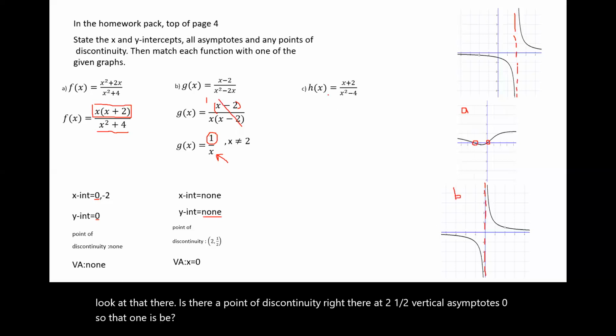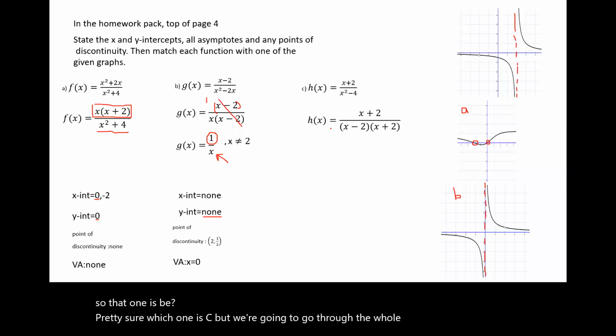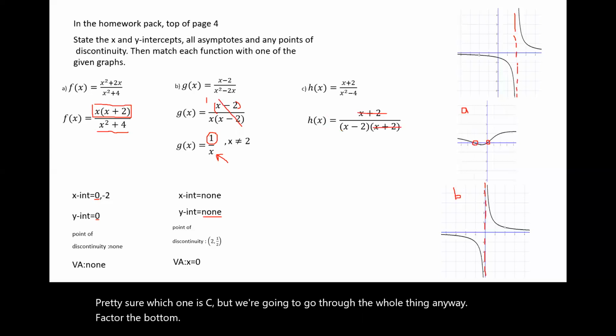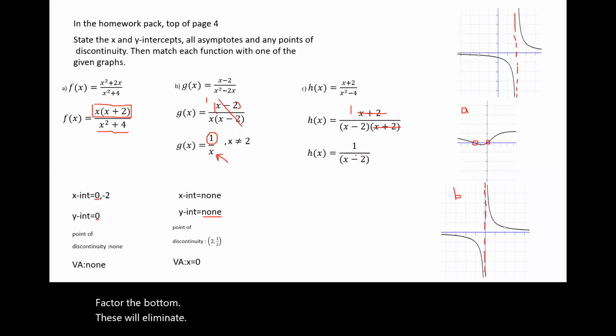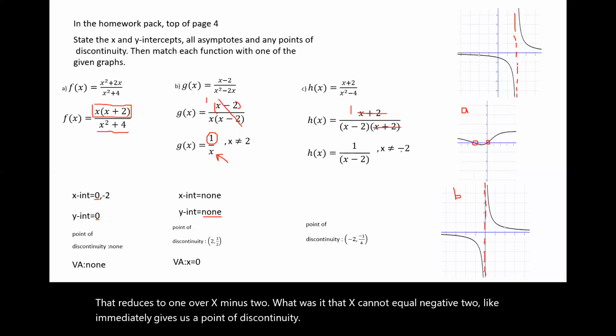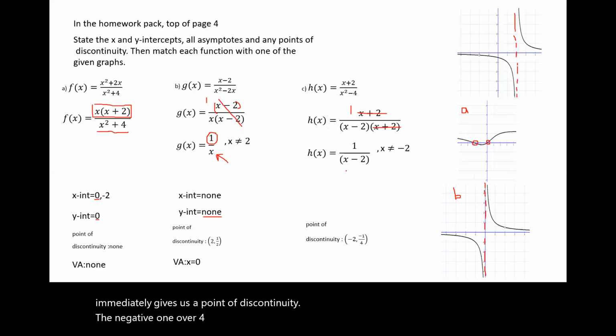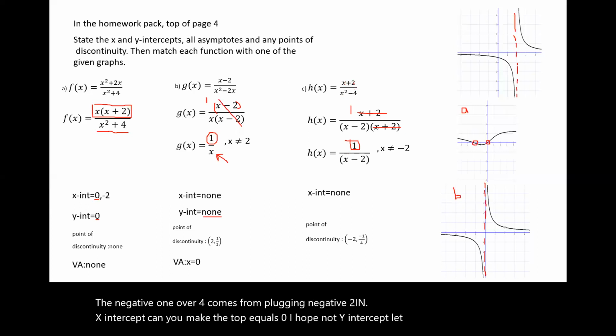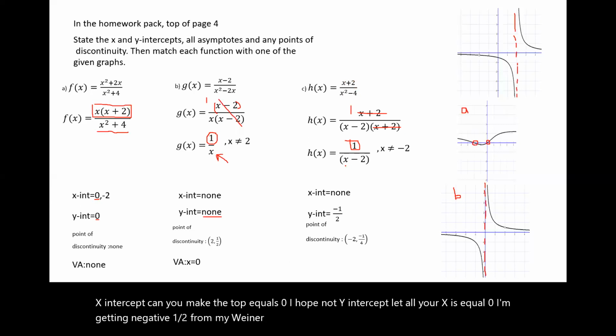Pretty sure you know which one is C, but we're going to go through the whole thing anyway. Factor the bottom. These will eliminate. That reduces to 1 over x minus 2. What was it that x could not equal? Negative 2. That immediately gives us a point of discontinuity. The negative 1 over 4 comes from plugging negative 2 in. X-intercept, can you make the top equal 0? I hope not. Y-intercept, let all your x's equal 0. I'm getting negative 1/2 for my y-intercept. And vertical asymptote, anything the denominator cannot equal. Answer for that would be 2.